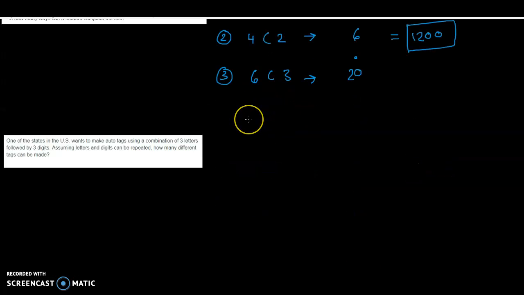All right. So what about this one? One of the states in the U.S. wants to make auto tags with a combination of 3 letters followed by 3 digits. Assuming that letters and digits can be repeated, how many different tags could be made? Again, this seems to be kind of a combination question, so what we'd have to do here is take into account that I've got 3 letters and then followed by 3 digits.